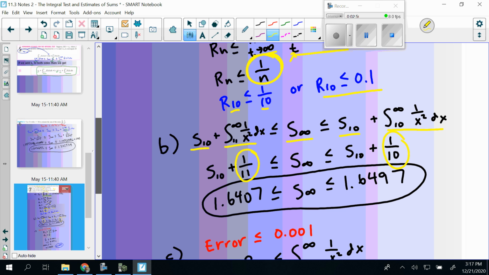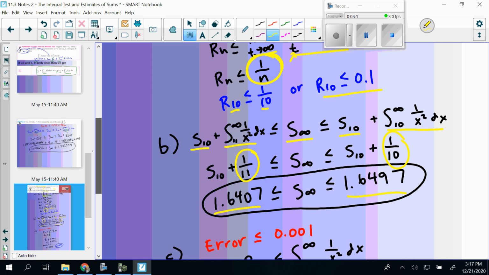1 over 10. So if we add that to our calculator's estimate of S of 10, we're going to get 1.649 on this side. If we do the same thing but add 1 over 11, we get that. So our infinite sum is somewhere in between these two.